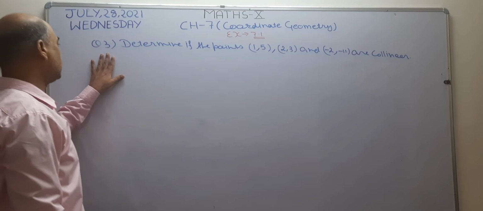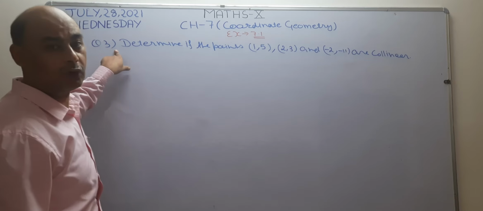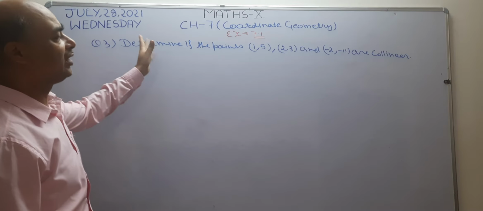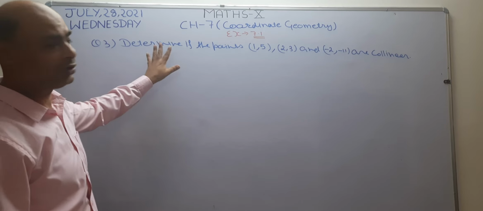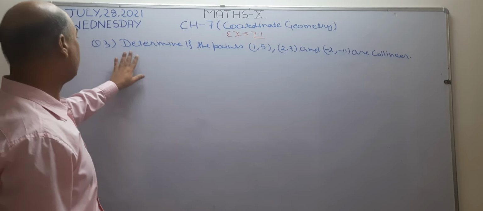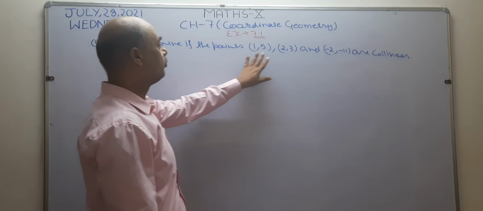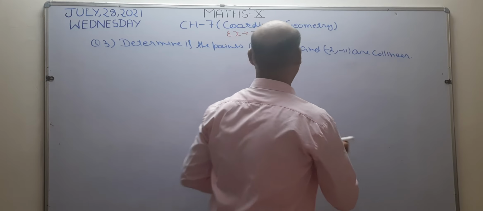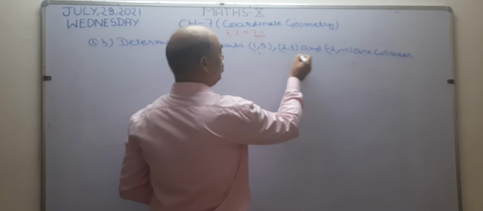Okay students, I want to start question number 3. I leave question number 2 for you. In question number 2, you are going to simply find the distance between 2 points. 2 points are given, you have to find the distance between 2 points by using distance formula. Now in question number 3, determine if the given points are collinear. Now you are going to check whether these 3 points are collinear or not.